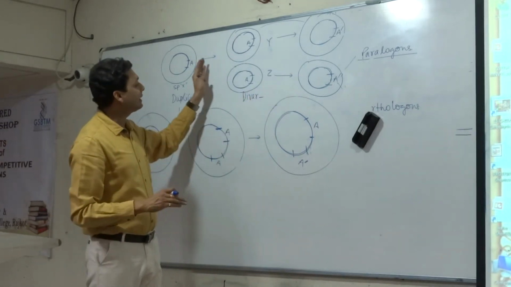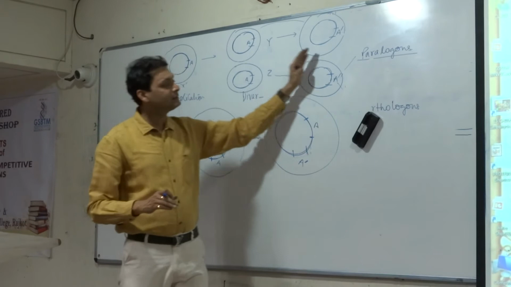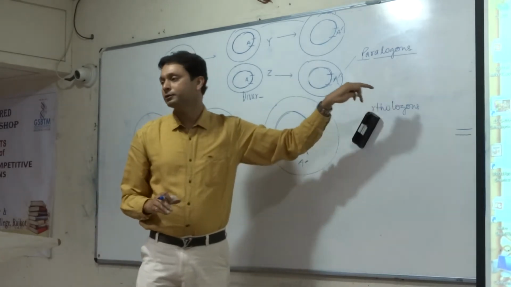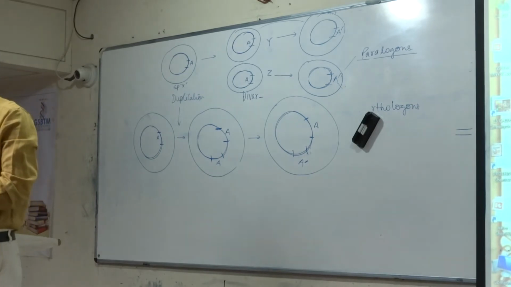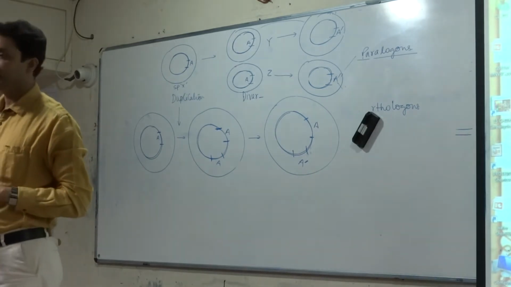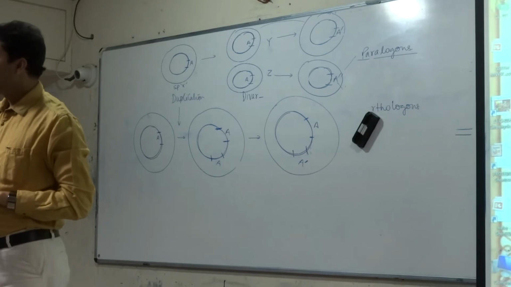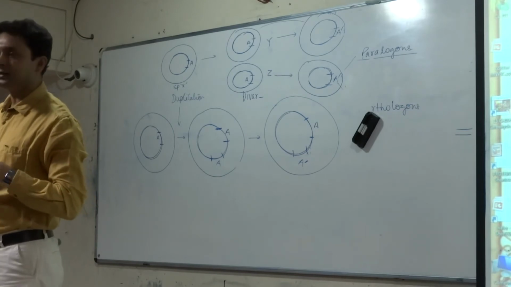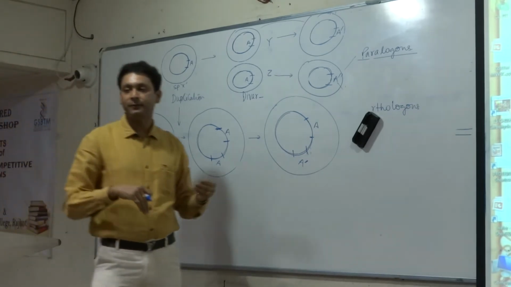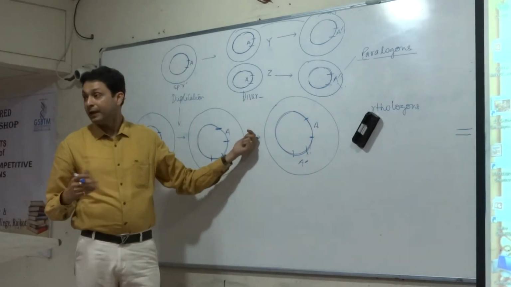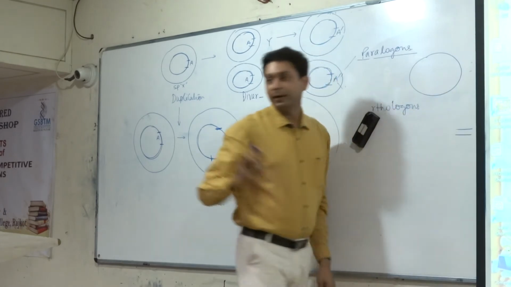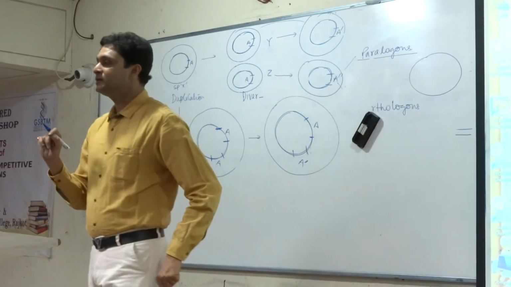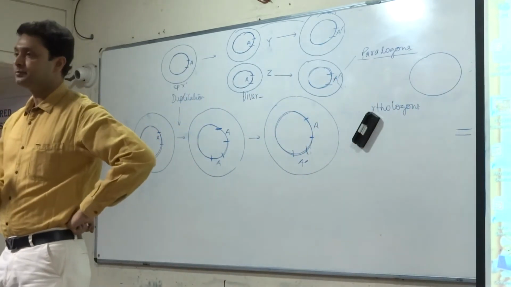If they arise as a result of speciation and divergence, then they are known as orthologous. If homologous genes arise as a result of speciation and divergence, then they are termed orthologous. And if homologous genes arise as a result of duplication and divergence, then they are paralogous. For example, in the case of the human, the myoglobin forming gene and hemoglobin forming gene.